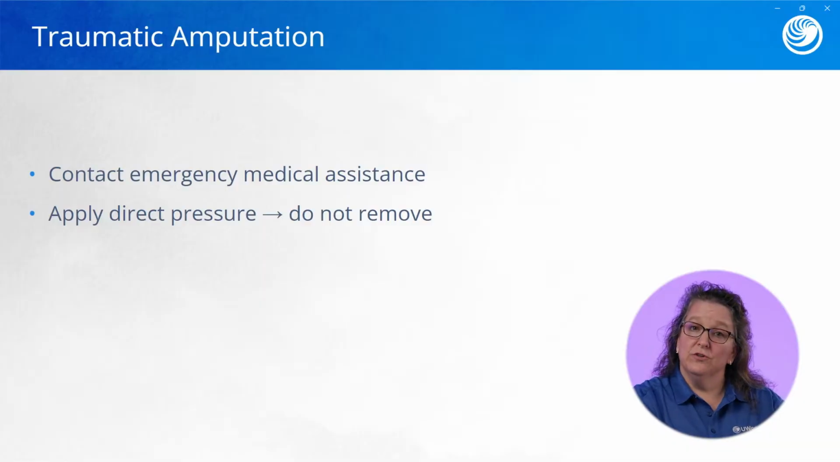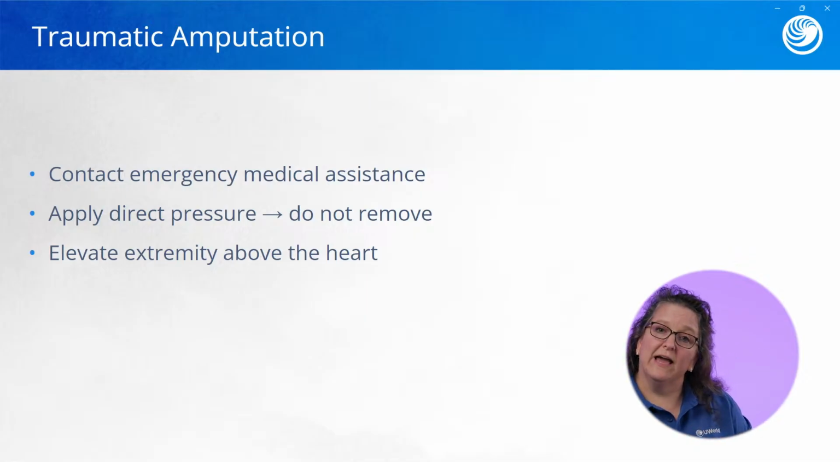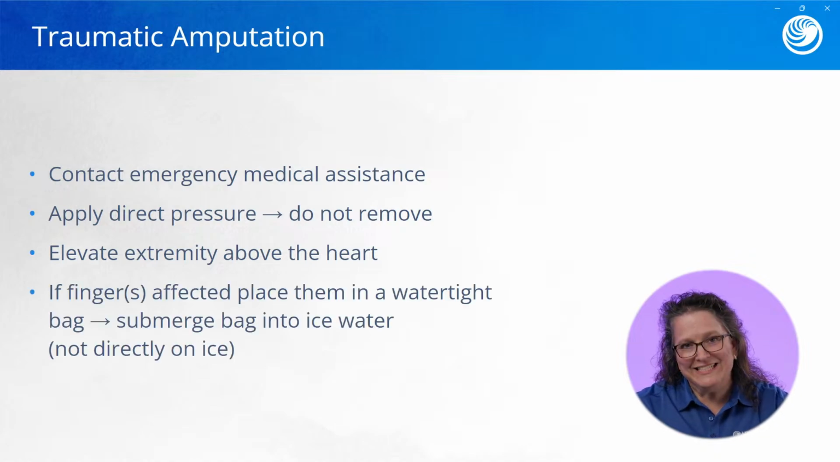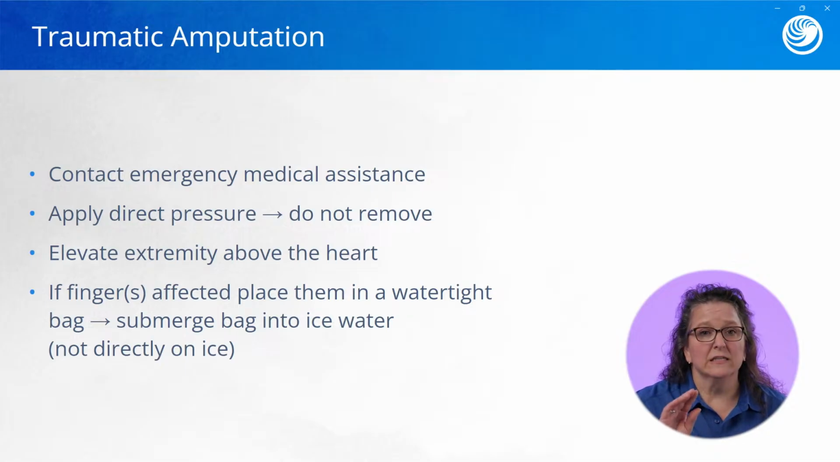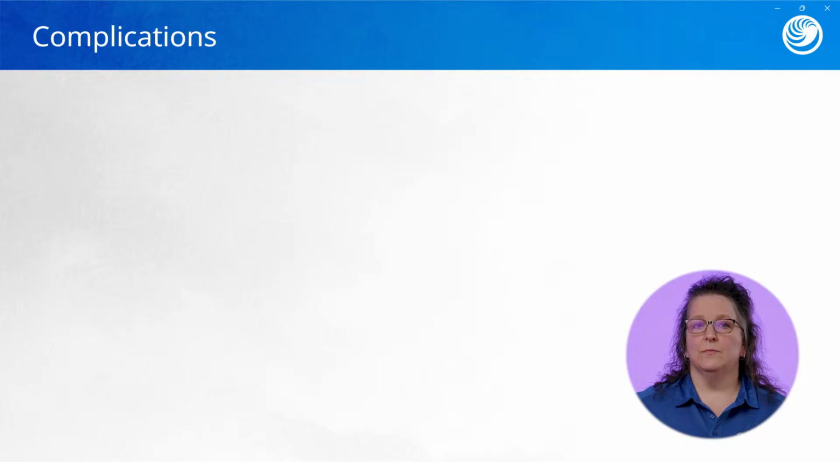You'll want to make sure that the extremity is elevated above the level of the heart to allow gravity to help you to bring that blood back to the core. If an amputation occurs in the fingers, you'll want to take that finger that was amputated, put it in a watertight bag, and then place it in ice water. You don't want to place it directly in ice because that could cause damage and make the finger unable to be reattached.